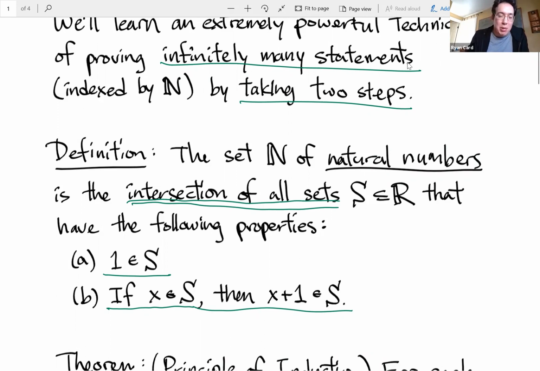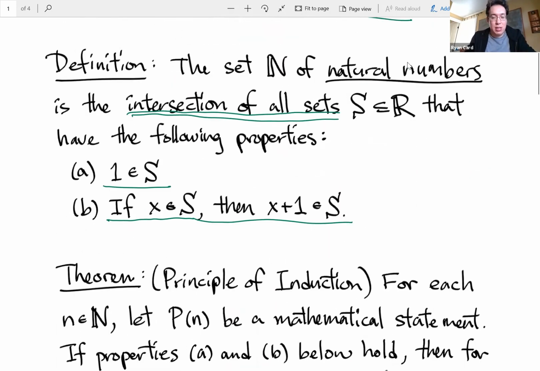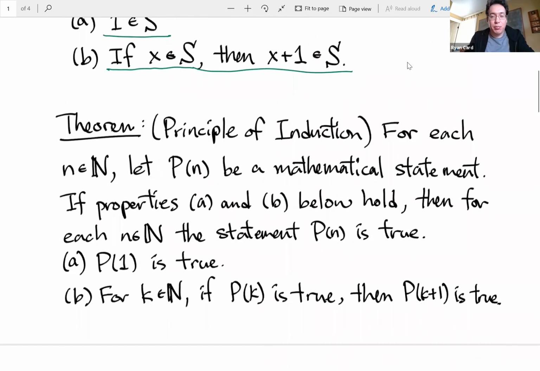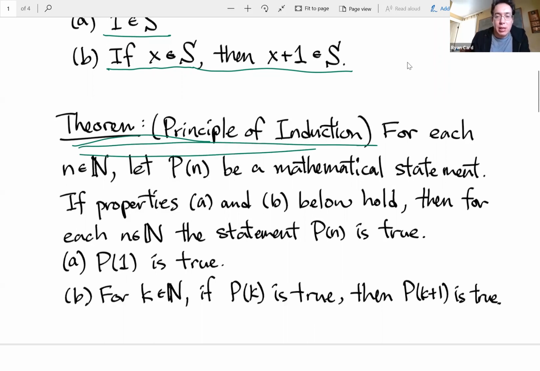So let's demonstrate that by introducing the principle of induction as a theorem. Here you go. When we have theorems that are named, sometimes we might put that in parentheses to go with the colloquial name that everybody knows it by. Okay, so this is the principle of induction.